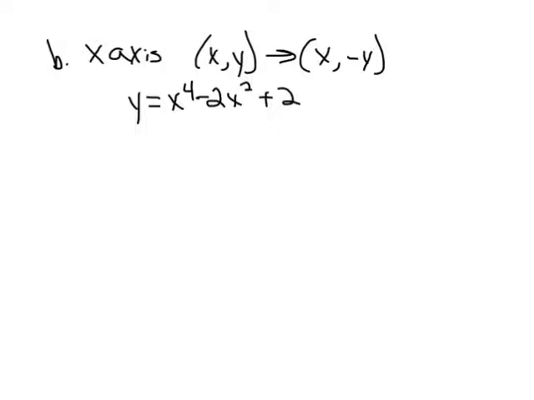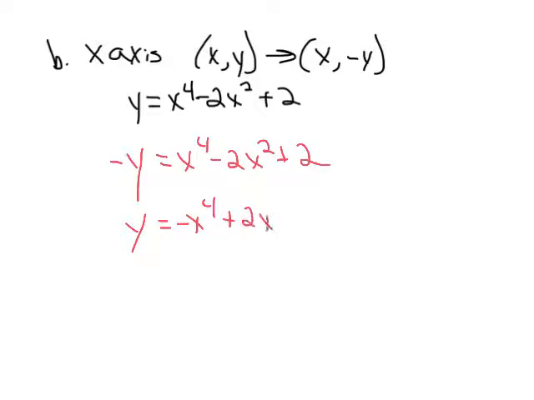So here's what we're going to do. We take this rule when it's symmetric about the x-axis. My x doesn't change, but my y does. So I'm going to replace y with negative y, and everything else stays an x. Again, I end up having to divide by negative 1, and I don't end up with the same expression. So this is not symmetric about the x-axis.